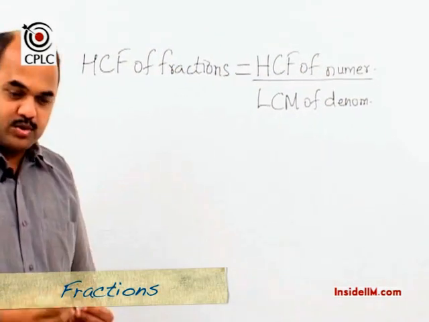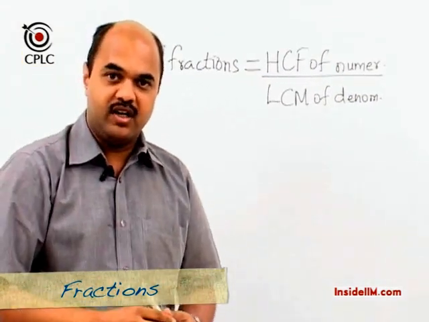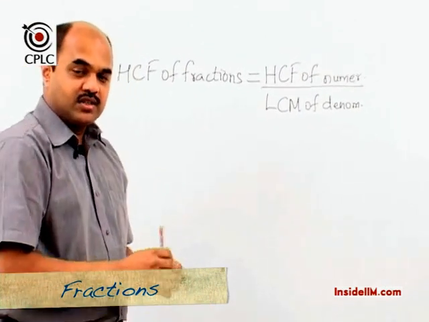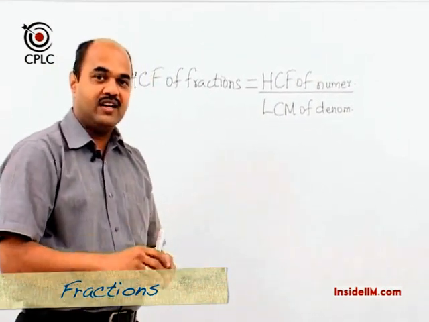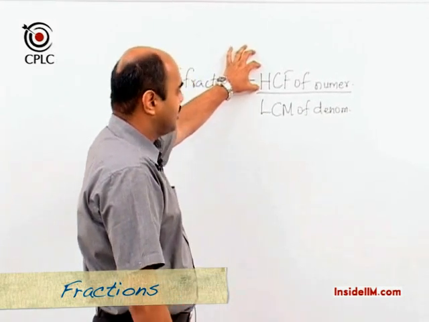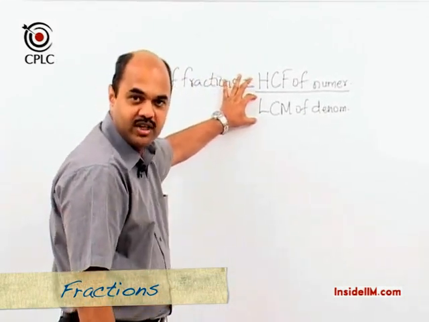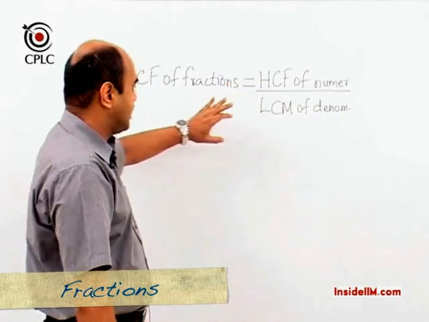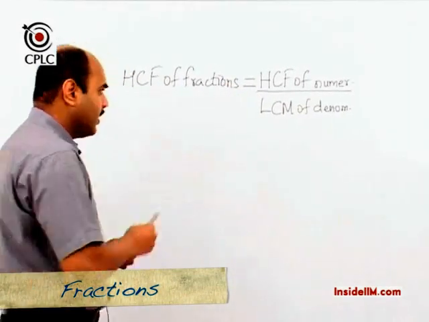Hence, what we do is we consider the numerators separately, find the HCF. We consider the denominators separately, find the LCM, and then we divide the HCF of the numerators by the LCM of the denominators, and that will give us the HCF of the fractions.